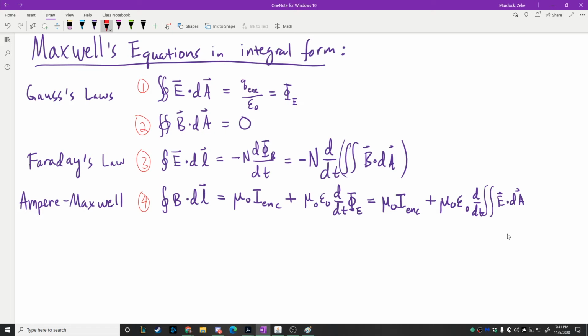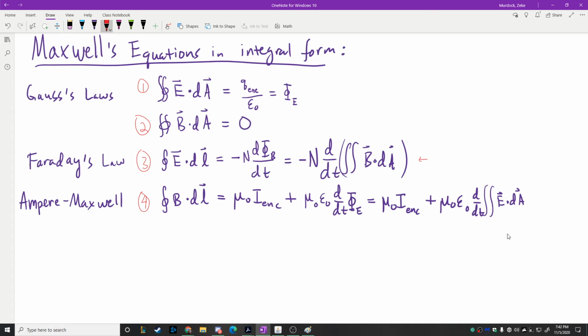And what you can notice about these is that they all talk about flux. They talk about electric flux and magnetic flux. The first two tell you what happens with electric and magnetic flux in static situations. The third and fourth one tell you what happens when those things change. When magnetic flux changes, you get an EMF, or an electric field. And down here it tells us that when electric flux is changing, you produce a magnetic field.